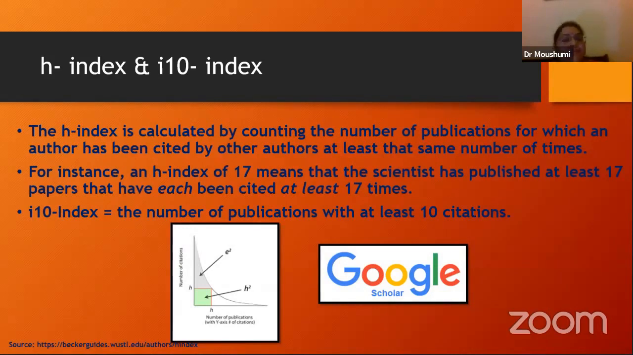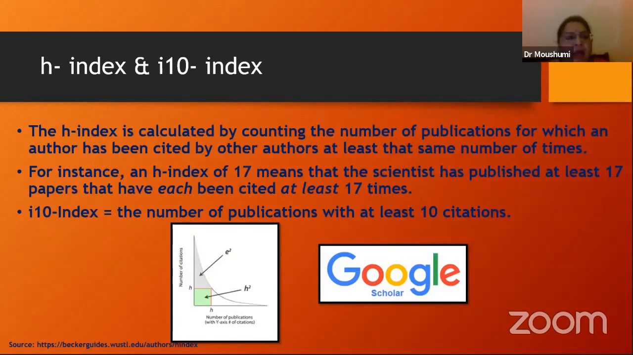So what is H index? H index counts the quantity as well as the quality of the author. For example, H index is 17. That means the author has published 17 research papers that have been cited at least 17 times. I will just show you in a minute a calculation which will make it much clearer. And what is I-10 index? I-10 index is the number of publications which you have, which have been cited at least 10 times, not less than 10 times.